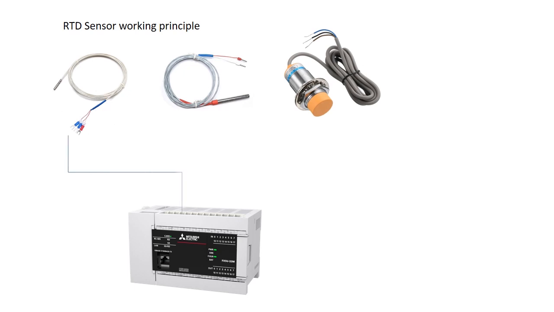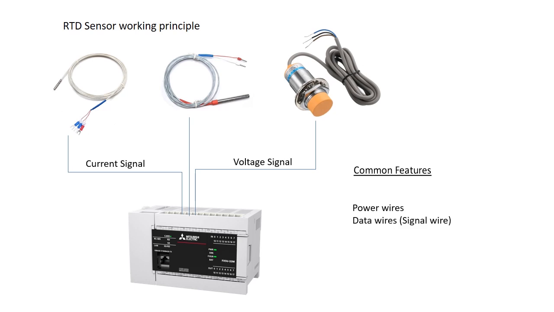You might have noticed that both sensors send signals to the controller, either as voltage or current signals. This highlights a common feature among sensors. They typically have power wires and signal wires, or a data input wire that transmits the signal to the controller. Additionally, some sensors require operating voltage from an external power supply. Typically, the operating voltage for industrial sensors is either 12 DC volt or 24 DC volt, as these are common operating voltages for most PLCs.